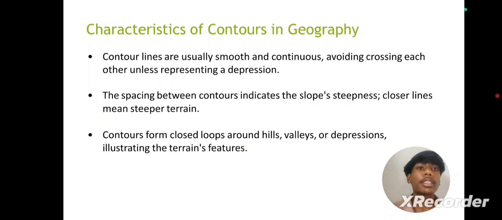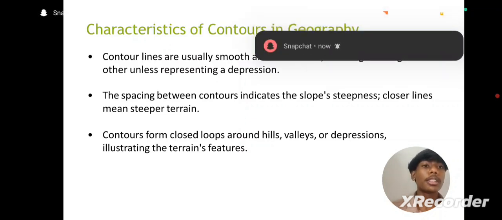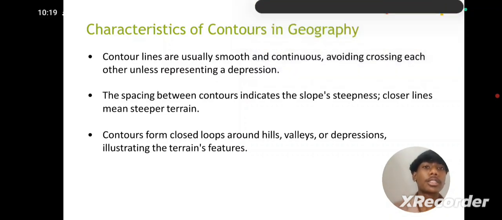Next, characteristics of contour in geography. Contour lines are usually smooth and continuous, avoiding crossing each other unless representing a depression. The spacing between contours indicates the slope's steepness. Closer lines mean steeper terrain. Contours form closed loops around hills, valleys, or depressions, terrain features.